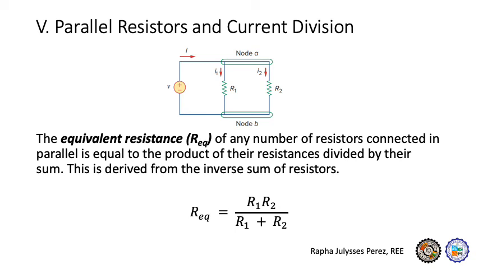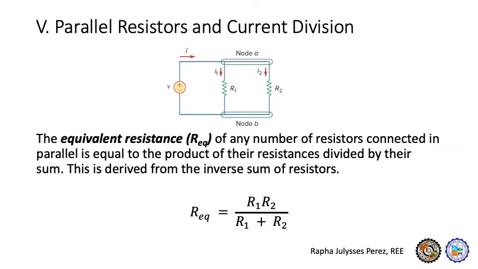To simplify that formula, the equivalent resistance is equal to R1 times R2 divided by R1 plus R2. If you add another resistor, you will basically have R1 times R2 times R3 divided by R1 plus R2 plus R3, and so on and so forth. So that's how you calculate the value of the equivalent resistance for resistors in parallel.